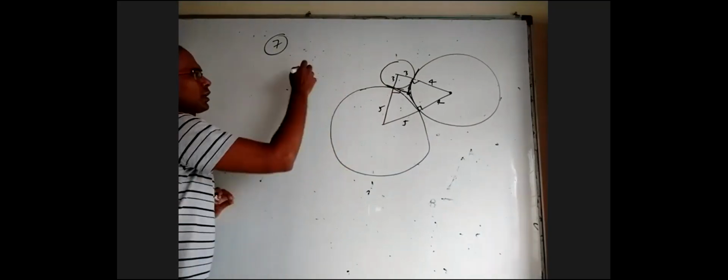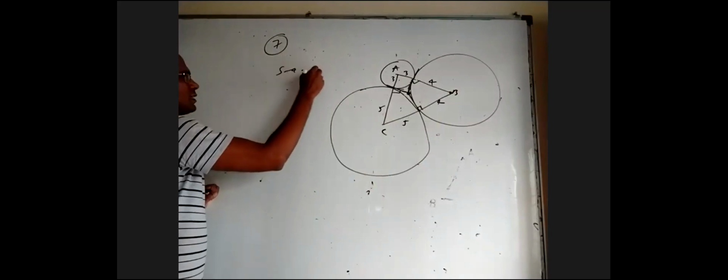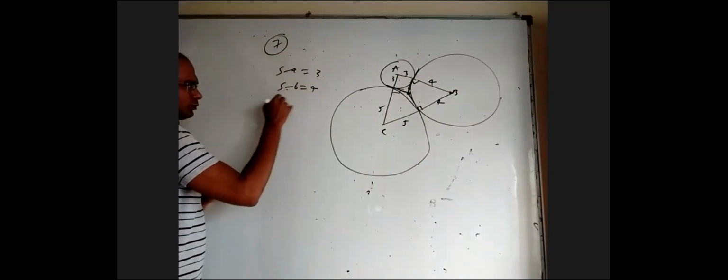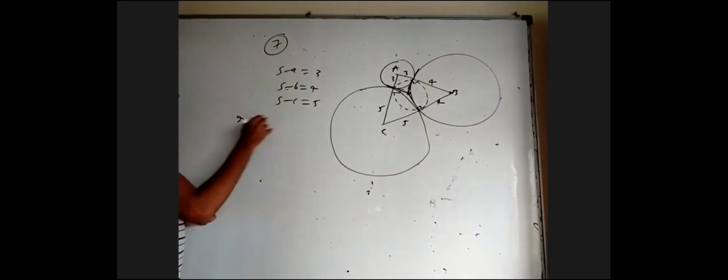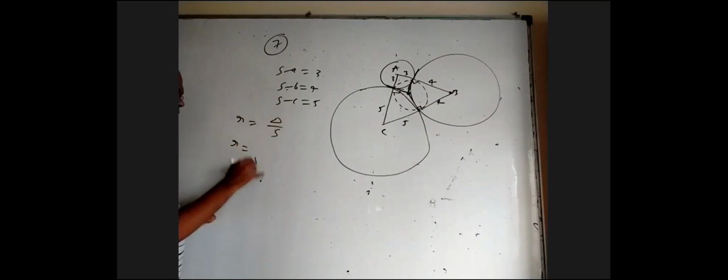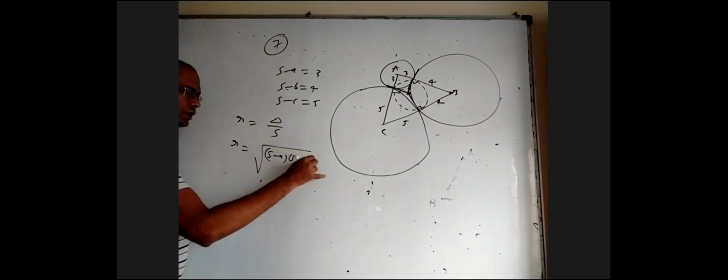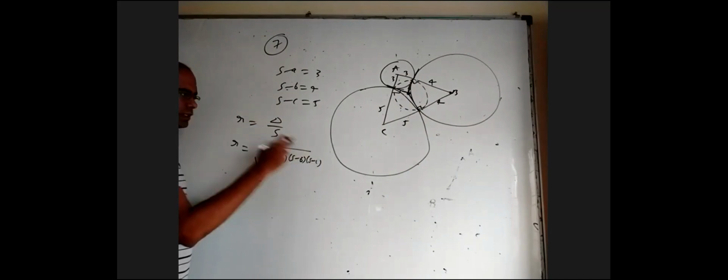So directly you can find r smaller equal to delta by s and do all that, or understand if this is a, this is b, this is c. s minus a is 3, s minus b is 4, s minus c is 5, and this is the incircle, and I want r equal to delta by s, which is root over s minus a into s minus b into s minus c. Actually, another s will be there, and this will go inside.